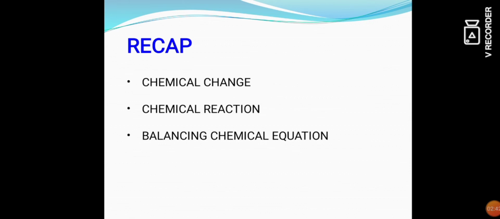Now we are moving on to our next topic, that is types of chemical reactions. I request all of you to open your textbook, page number 6. When reactants combine together to form a product, it is termed a chemical reaction. So mainly there are 4 types of chemical reaction.